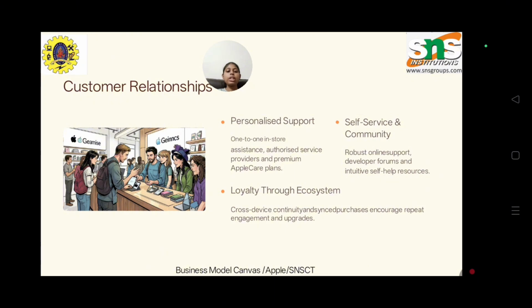In conclusion, Apple targets different customer groups with products designed for their needs and builds long term customer loyalty through excellent support, a connected ecosystem, and strong after sales service.